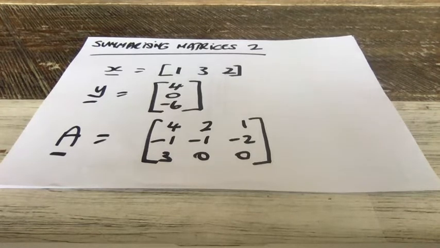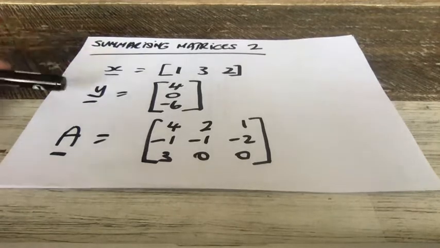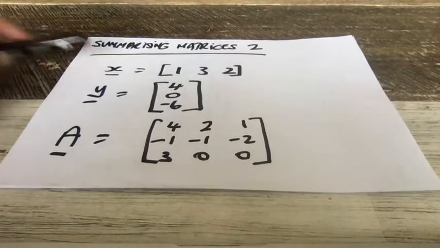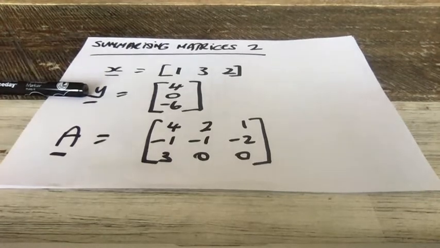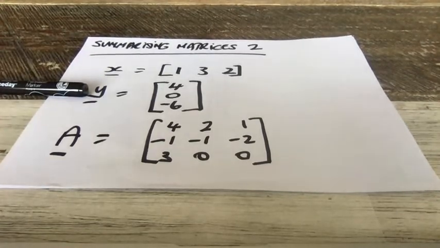Now, if you have a collection of 3 numbers like x here or y here, it doesn't really matter which way you represent it. You can represent it either as a row or a column. And usually, almost always, the choice is up to you. Whichever way you want to represent that collection of 3 numbers, that's fine.